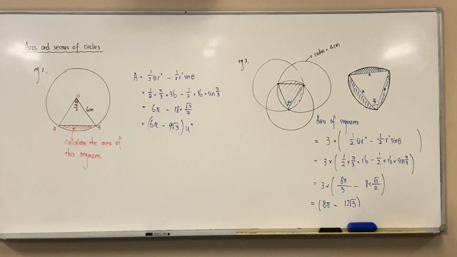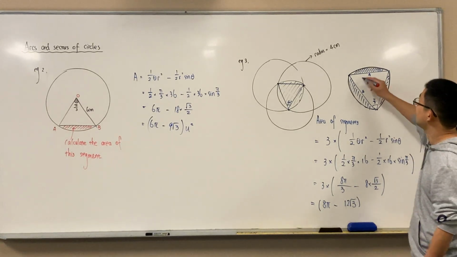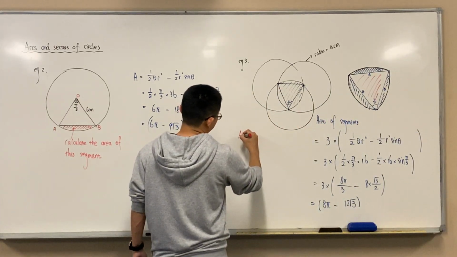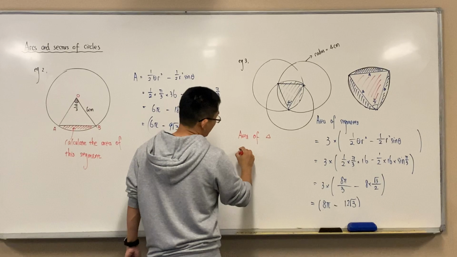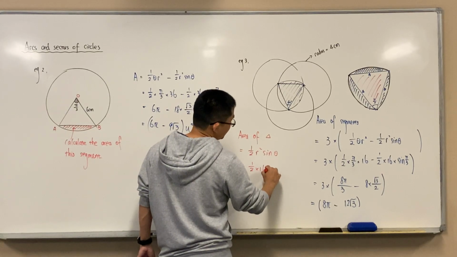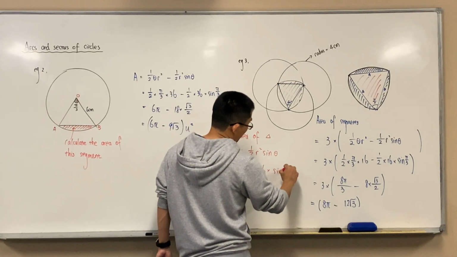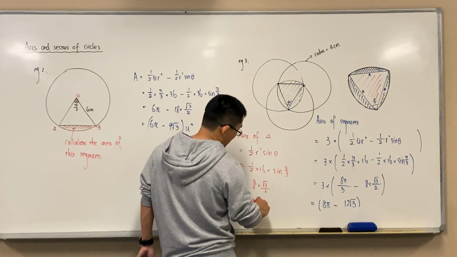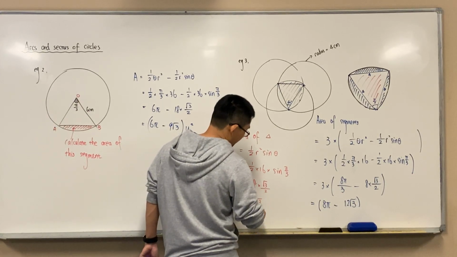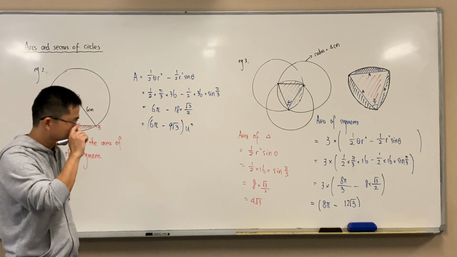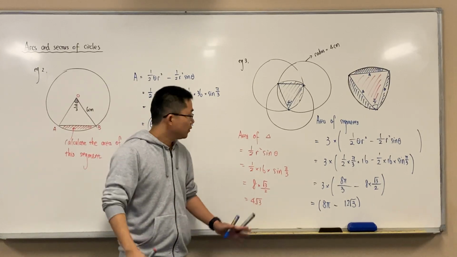We still haven't finished the question because we need to find the area of the triangle inside. But we know how to find the area of a triangle. It's just this part. The area of the triangle is equal to half r squared sine theta, which gives you half times 16 times sine pi on 3. And that's 8 times square root of 3 over 2, which is 4 square root of 3. That's all. We've got the area of a triangle.